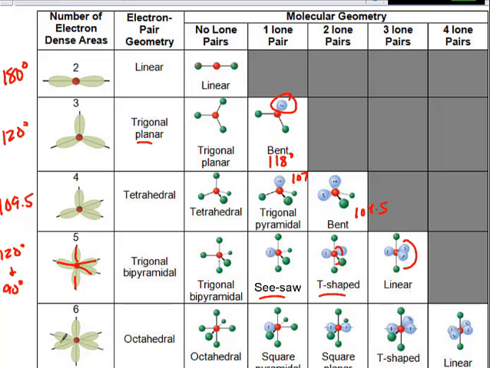And then octahedral, we've got a square in the center, so that's why it's square planar when you have 2 lone pairs. And then to the top and to the bottom, so this is 90 degrees.